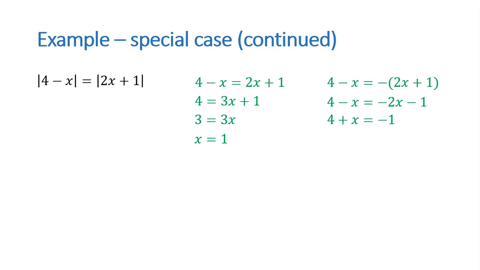Got to move the 4 over, so subtract the 4. So we get x is negative 5. These are our two solutions. So in set notation, the solution is negative 5, comma 1.